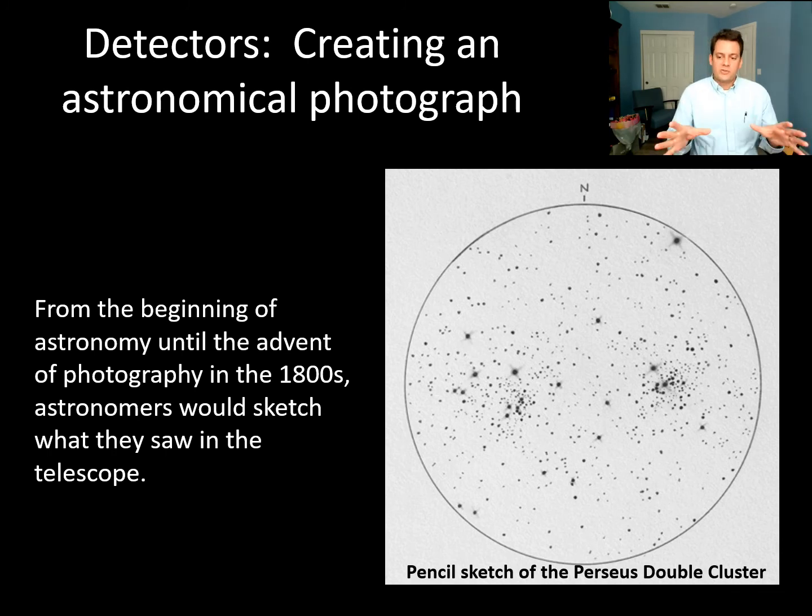So now that we've built our telescopes and our observatory, we want to start taking images, right? So how do we do that? From the very beginning of astronomy until photography was developed in the 1800s, astronomers would just sketch what they saw. And this is true of all sciences. If you go back to the discovery of the cell and Robert Hooke, he was drawing physically, with pencil and paper, what he saw.